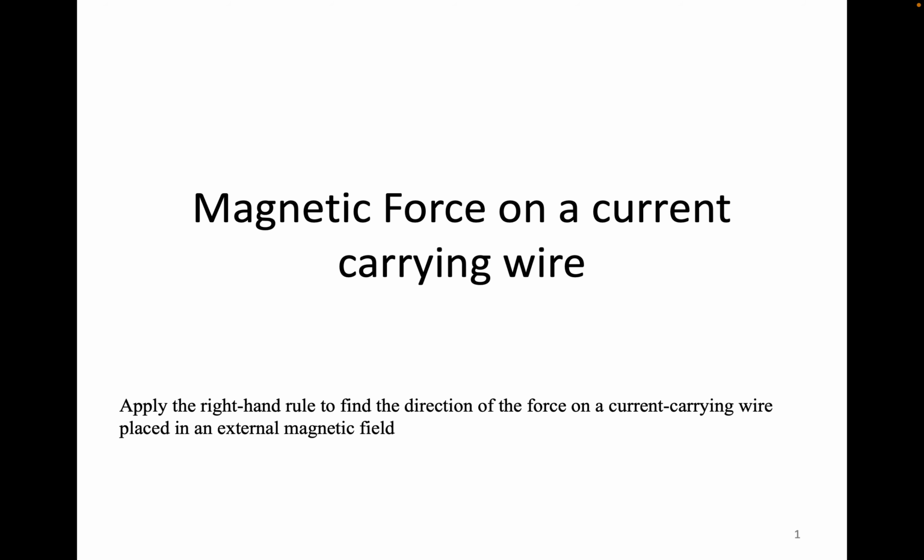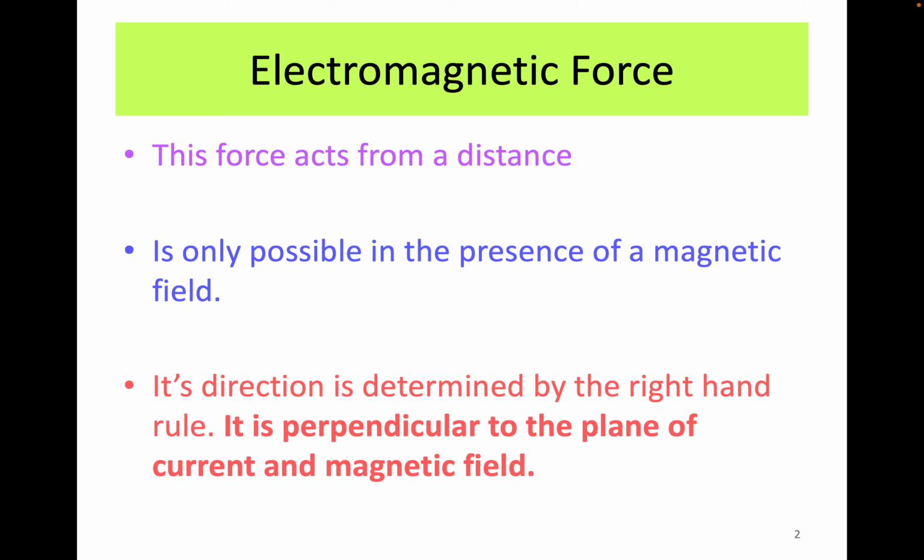So now we're going to talk about magnetic forces on a current carrying wire. We use the right hand rule to find the direction, and we'll use the LIB formula to calculate the force. As we know about electromagnetic forces acting at a distance, you will only get a force if you have something moving in a magnetic field, a charge or a current. Current is the movement of charges anyway.